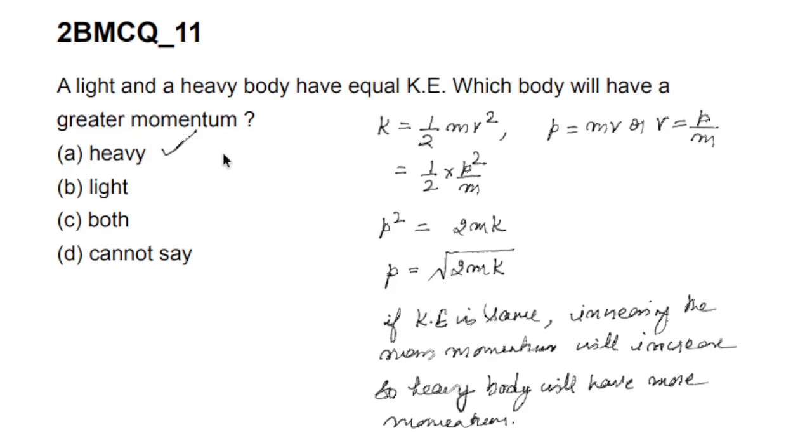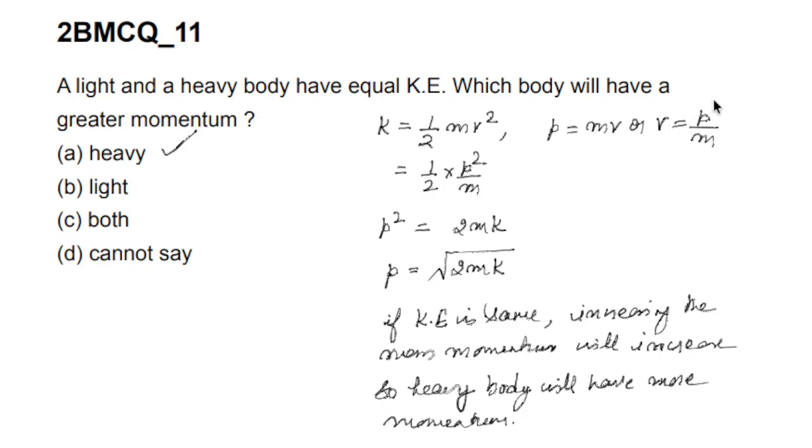Okay. A light and heavy body have equal kinetic energy. Which body will have a greater momentum? So now there is a relation between kinetic energy and momentum. There is a relation, and if you don't remember that, we can easily derive it. We know K is equal to half mv square. We know momentum, I'm denoting it by P, is equal to mv.